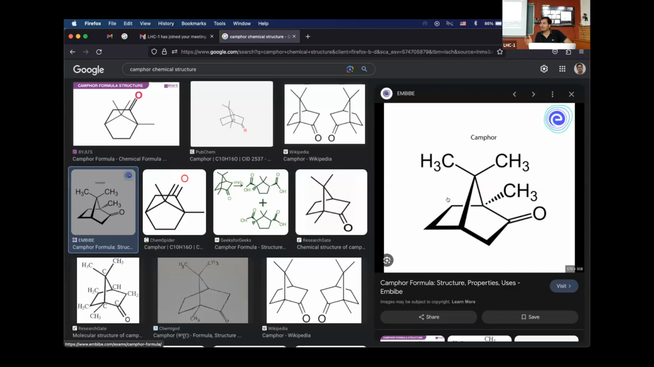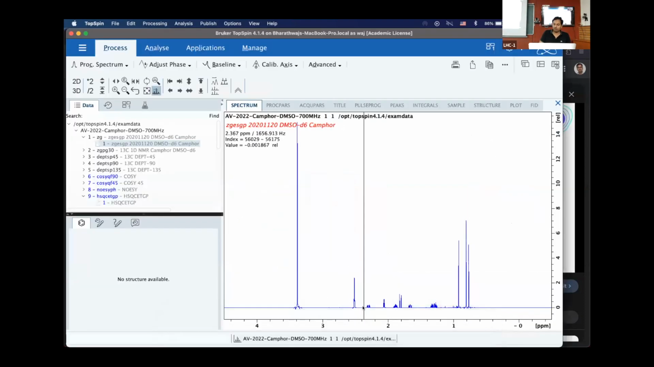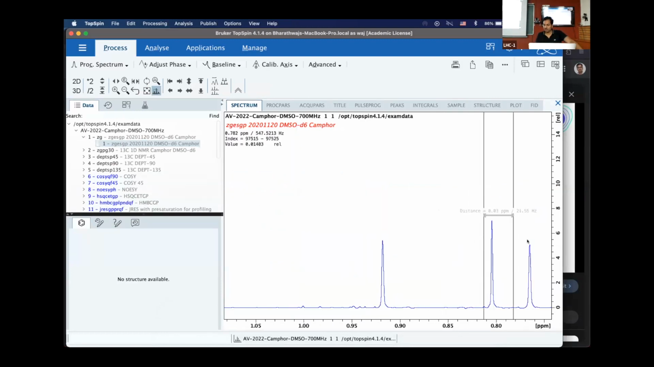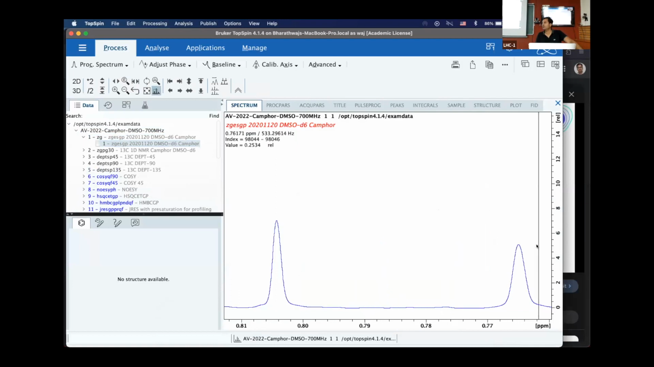I'm not going to end up solving the entire spectrum, but I'll just give you an idea to see how quickly NMR can help us understand. So let's start with the proton. How many protons did we say it has? It has 3 methyl groups. So let's zoom into the most upfield region. We have 3 methyl groups, and I'm sure all of you accept these are all singlets, correct?